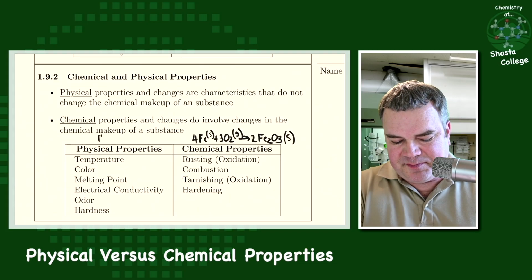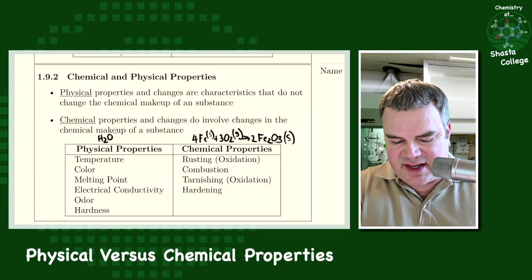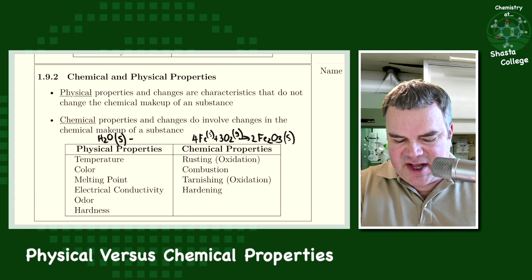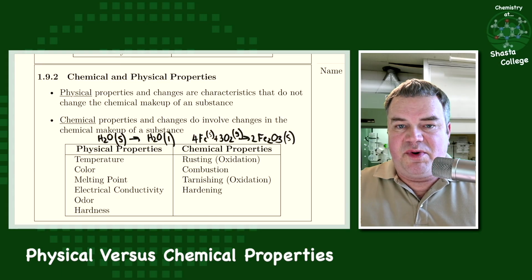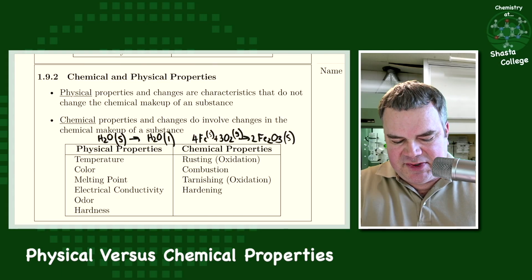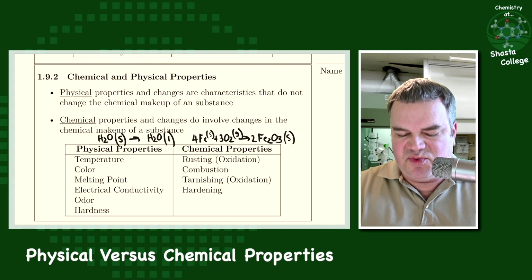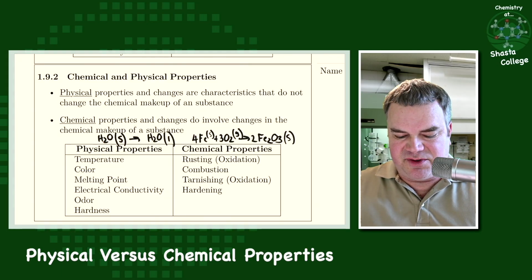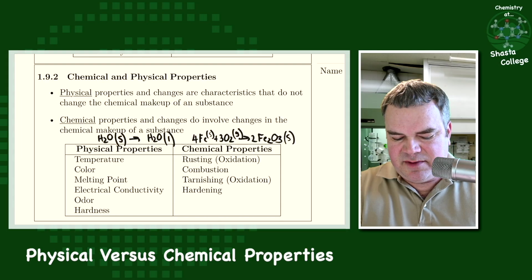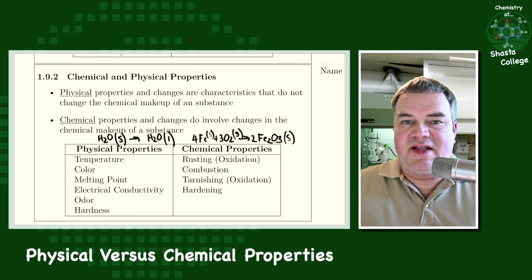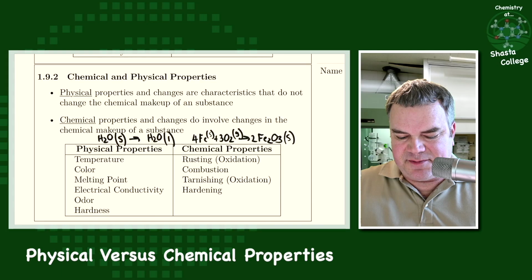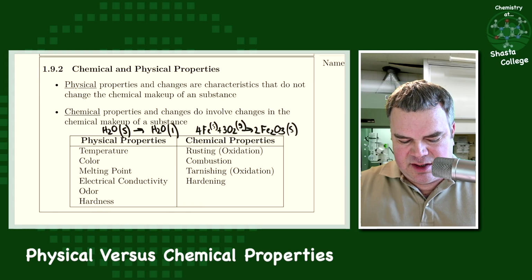Versus melting, I would present this on the test. I'd say H2O(s) and then H2O(l), which implies melting. Notice that there's no change in the chemical structure of water. It's water here and it's water here. That's purely a physical change. Chemical change, physical change. Okay, and that's how you're going to tell the difference if it's a test question. Was there a change in the chemical structure or not?